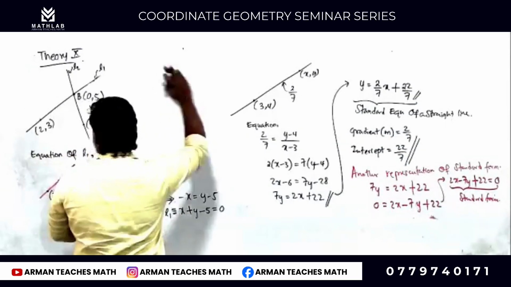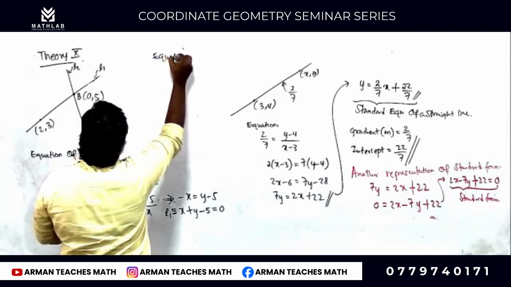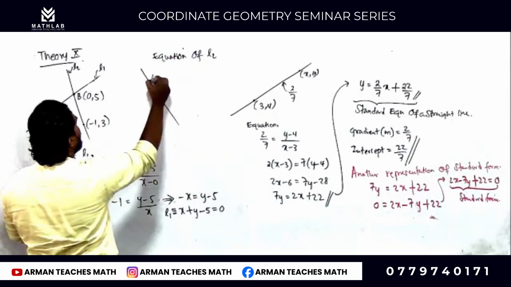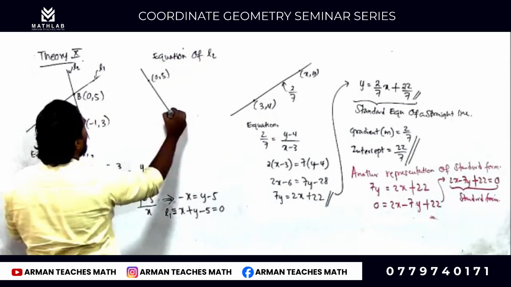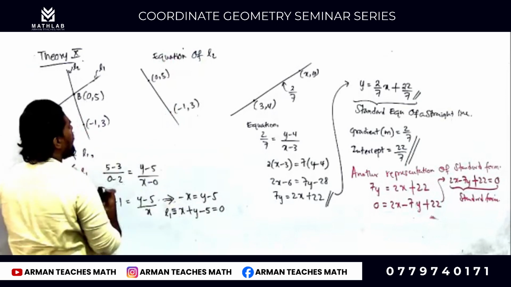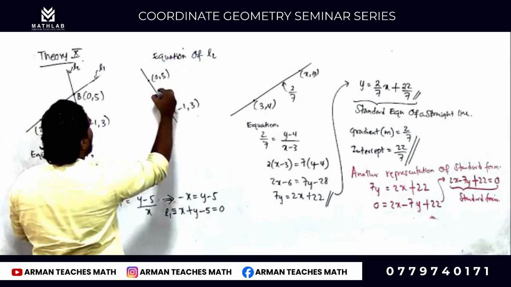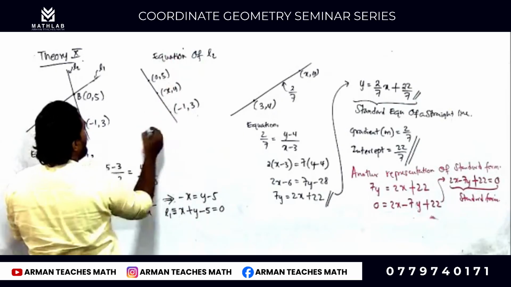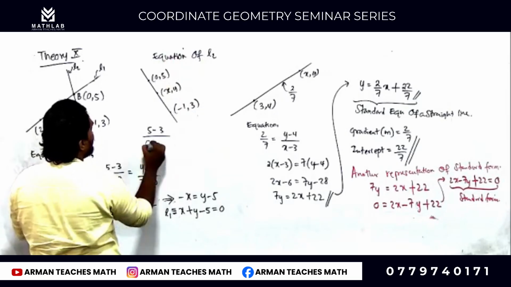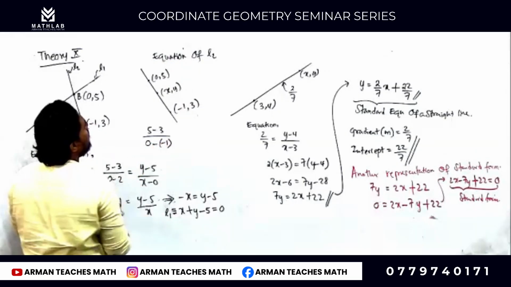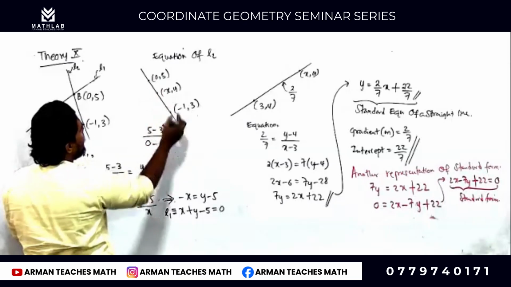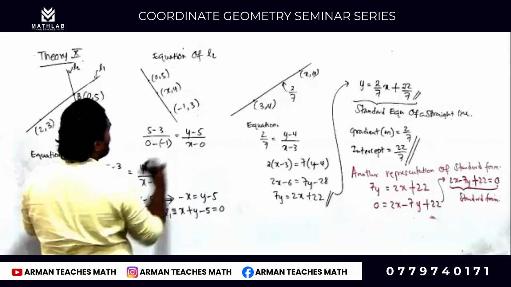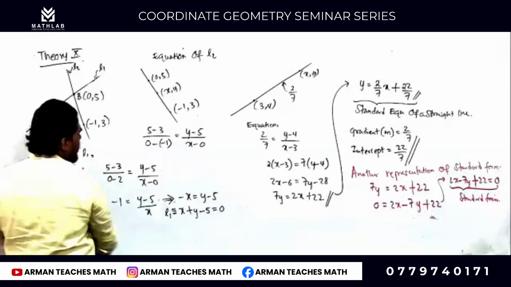Same as that, let's calculate the equation of L2. So L2 straight line segment is here. We have 0, 5 point, which is capital B, and another point minus 1, 3. We need to calculate the equation. You can consider any general point, it can be any point on this straight line. So difference of y coordinates 5 minus 3 divided by difference of x coordinates 0 minus 1, 5 minus 3, 0 minus 1. This is equals to difference of y coordinates, I'll consider this y minus 5 over x minus 0. Right. So what do we get?